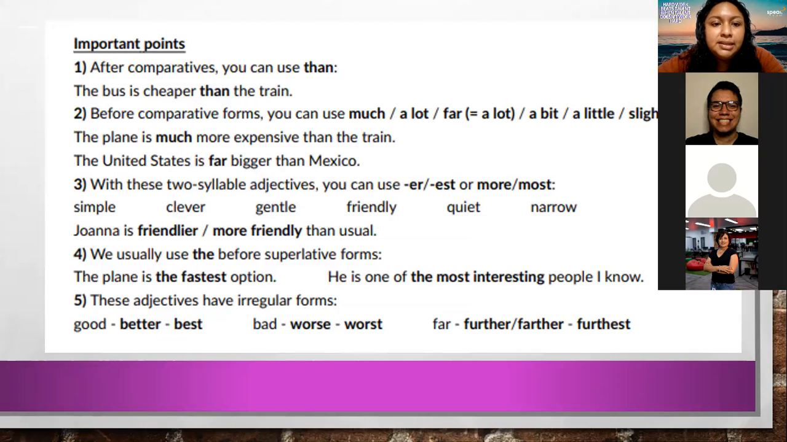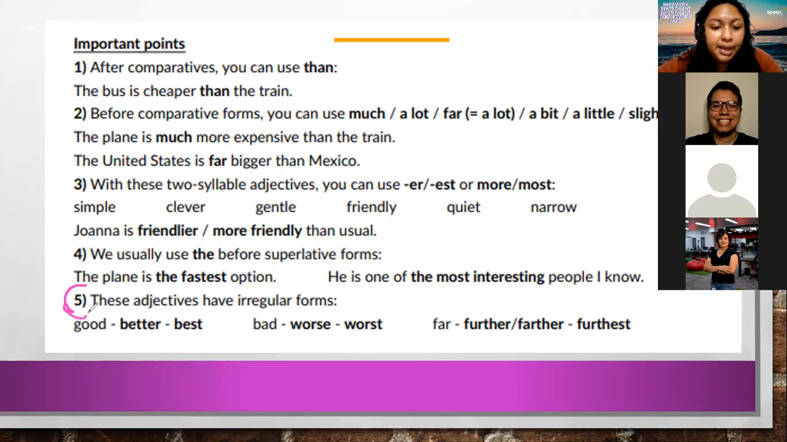Take a look at this. All right, let's take a look at number 5 and number 4. Number 4 says we usually use the before superlative forms. The plane is the fastest. He is the most interesting. No, it was number 5, sorry, I was reading. Yeah, it's 5. I think it's further. There you go.